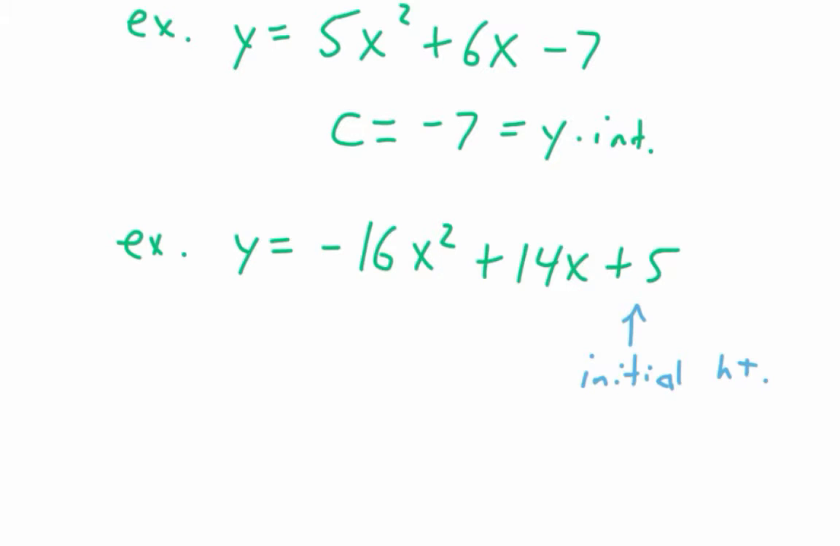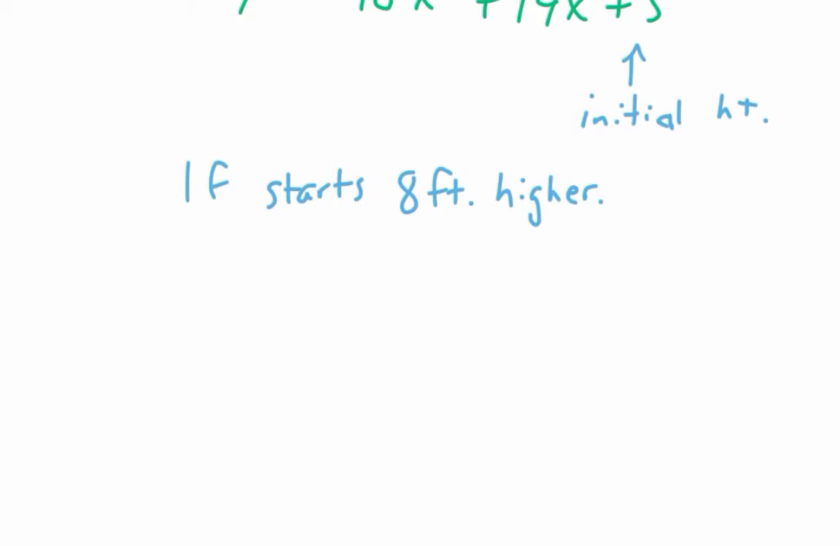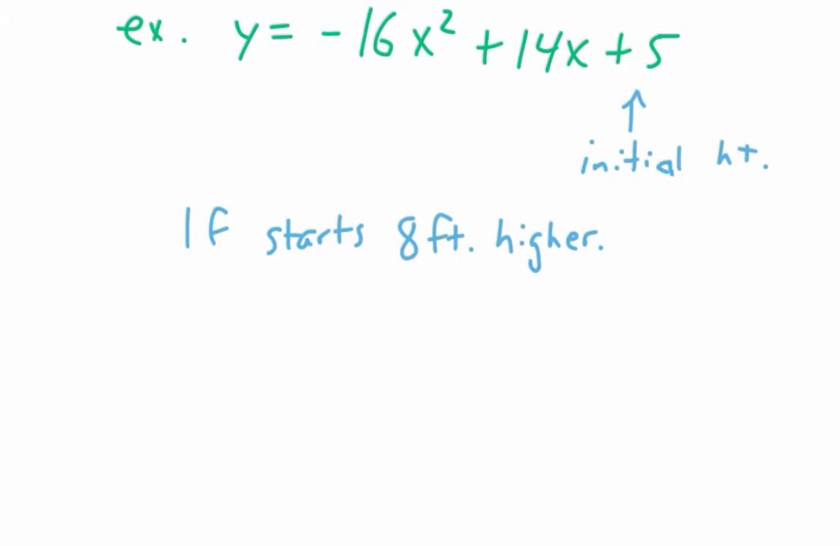If you were to have this thing start 8 feet higher, so now you have somebody, maybe this is the height of a golf ball that's hit. Now somebody's on some platform 8 feet up in the air hitting a golf ball off, which seems random, but it's been done, trust me. Okay, if you have y equals, is it still minus 16x squared?